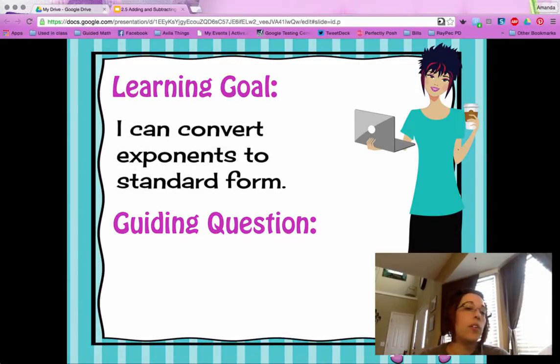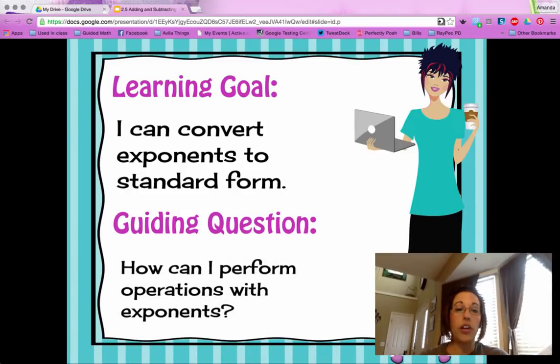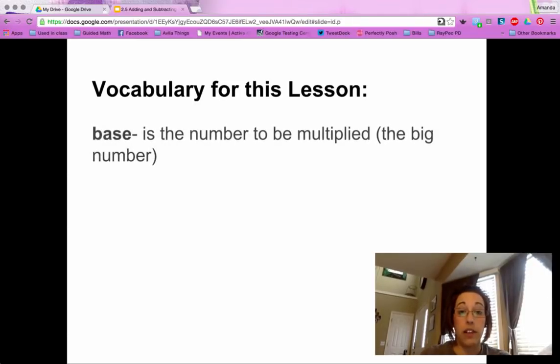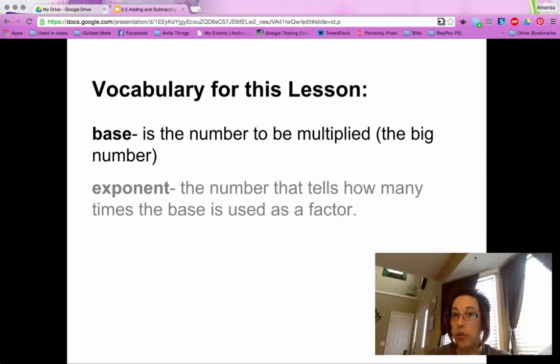Today our learning goal is I can convert exponents to standard form. Our guiding question is how can I perform operations with exponents? So in this video we're going to be looking at the 5th grade skill of exponents, which involves the base of 10. A base is the number to be multiplied. It's the big number in your exponential notation. The exponent is the number that tells us how many times the base is used as a factor.